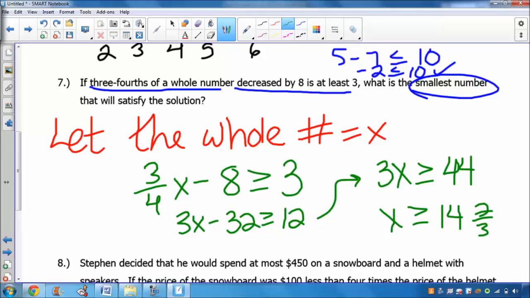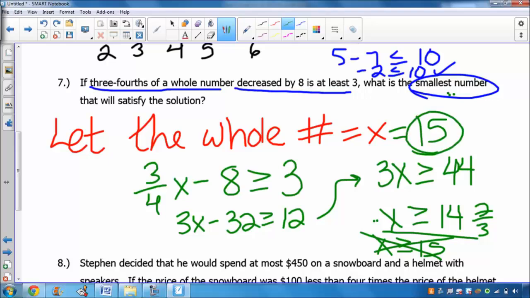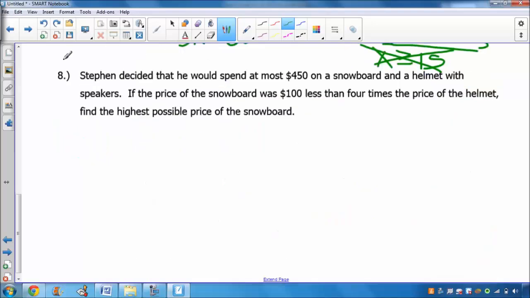Okay, now x could be equal to 14 2/3 because it says greater than or equal to 14 2/3 if the number did not have to be a whole number, but it says it has to be a whole number. So the smallest possible whole number that will work will be 15. Now, a lot of people will say x is greater than or equal to 15. That is not your answer. This is your answer to your inequality, this right here. But the answer to the question, the whole number that we're looking for, is 15. All right, let's look at number 8.